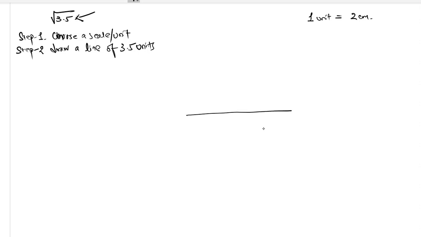Suppose this is the line of 7 centimeter. Name it AB. Then step 3: extend AB by 1 unit. So basically from point B you have to extend it by 1 unit. 1 unit means 2 centimeter. So extend it further by 2 centimeter up to point C. Step 4.